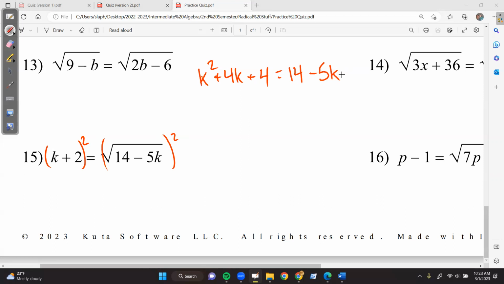Move all this stuff to the same side, and that side that you choose should always be dictated by which side has the squared guy. So K squared is, hey, everybody, come on over. And so I'm going to add 5K. I'm going to subtract 14. And there it is. This is a quadratic equation. Any questions to this point?